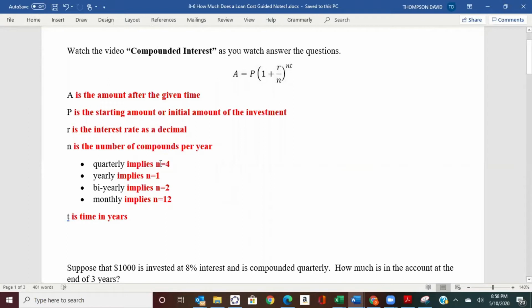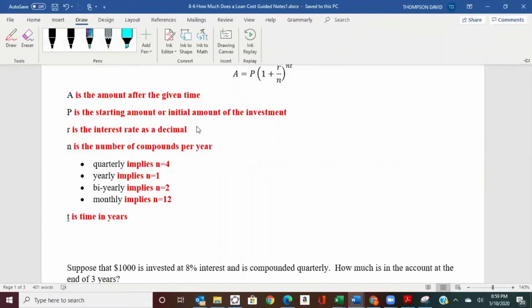For quarterly, that implies n equals 4. For yearly, that implies n equals 1. Bi-yearly or biannually would imply that n equals 2, and monthly would imply n equals 12. And then the time is always measured in years. So let's work an example.